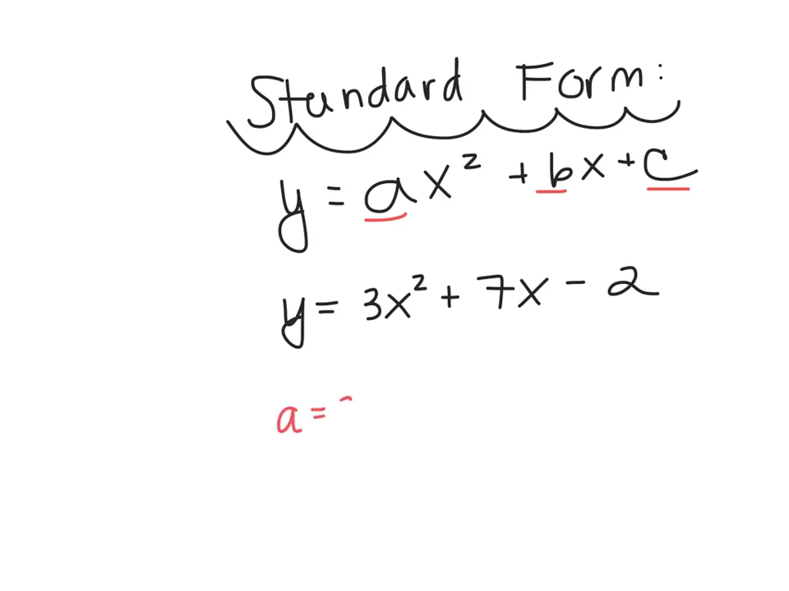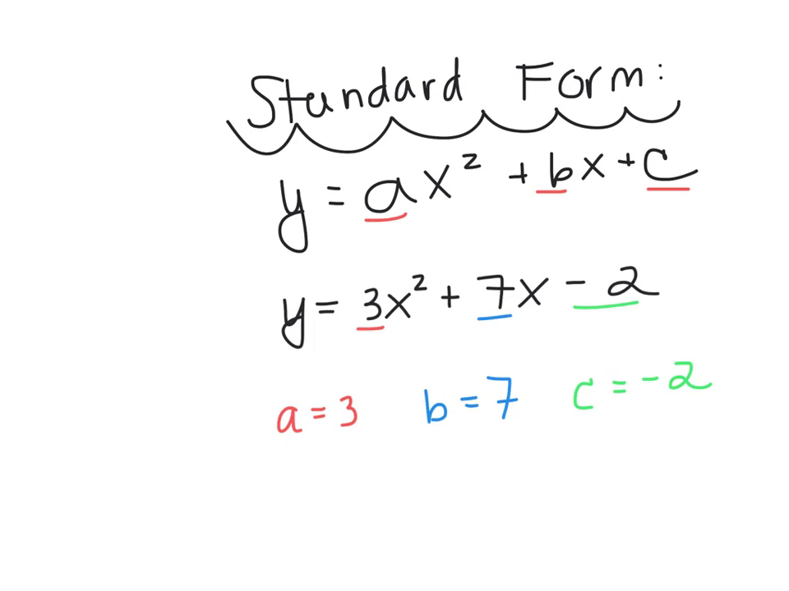a is 3, because that's the leading coefficient. b is what's in front of x, that's 7, and c is the constant at the end, which we're going to be very careful to say is negative 2 because of the minus sign.